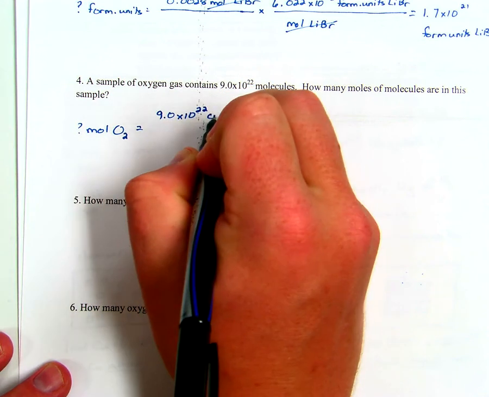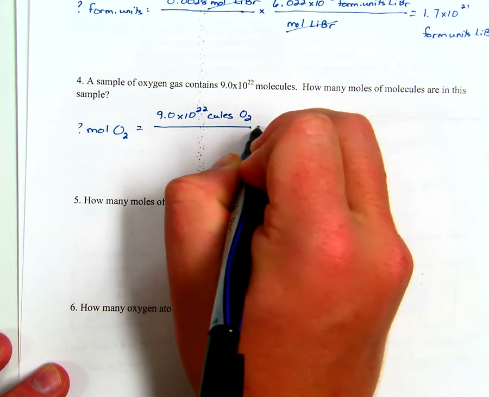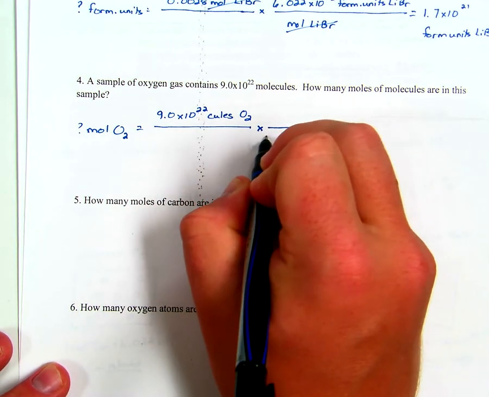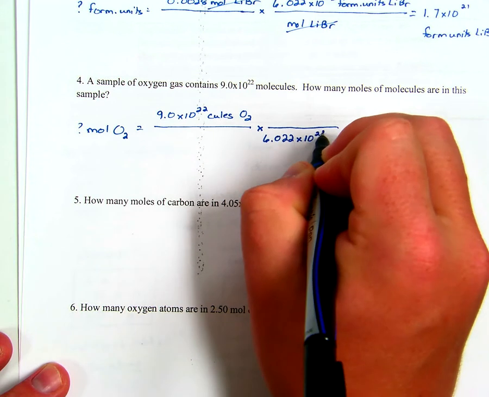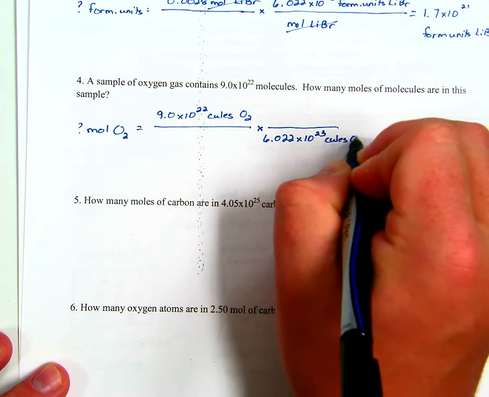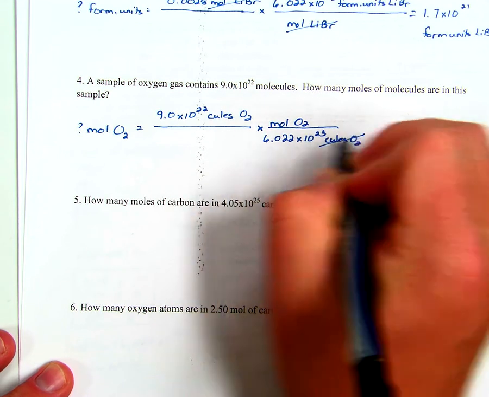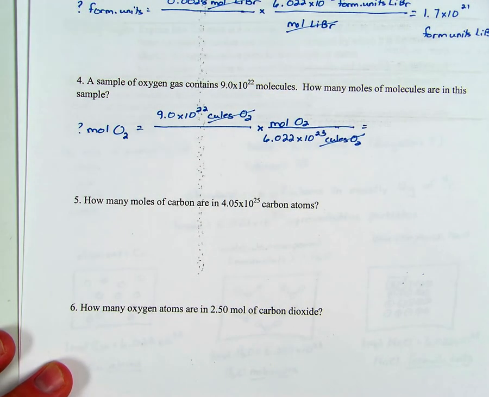So notice now we're starting with the particles. So in our conversion factor, we need the number of particles. That would be Avogadro's number, 6.022 times 10 to the 23rd molecules of O2 in every mole of O2. Molecules cancel. We're left with moles, and we're done there. And this should give us 0.15.